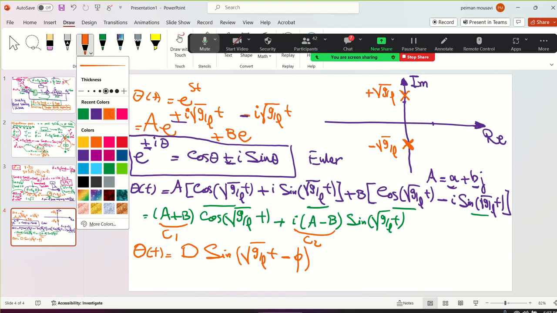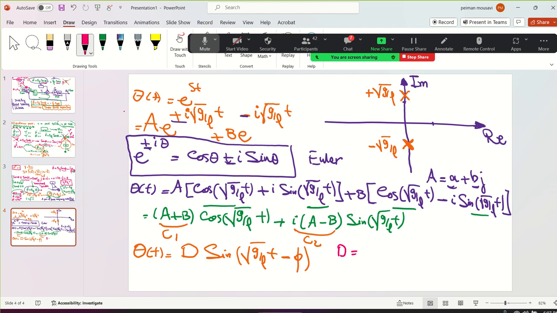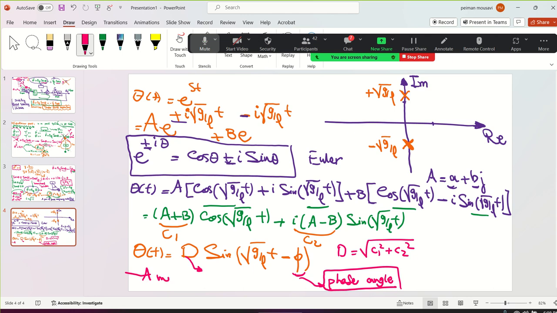And this is trigonometry. This is not control. This is not vibration. D is sqrt(C1 square plus C2 square). And this is the phase angle. Please do as a homework. You are graduating, okay? Find the phase angle based on C1 and C2 for yourself. The name of D is the amplitude. And the name of phi is the phase angle.